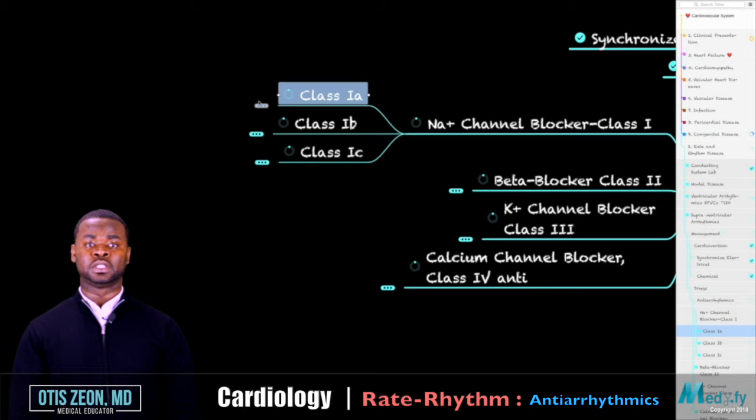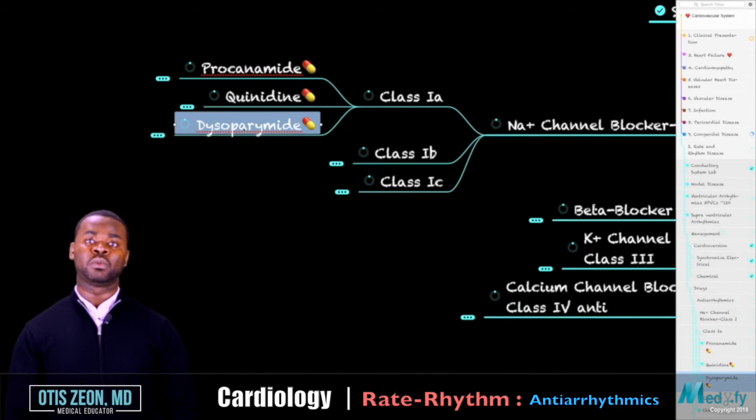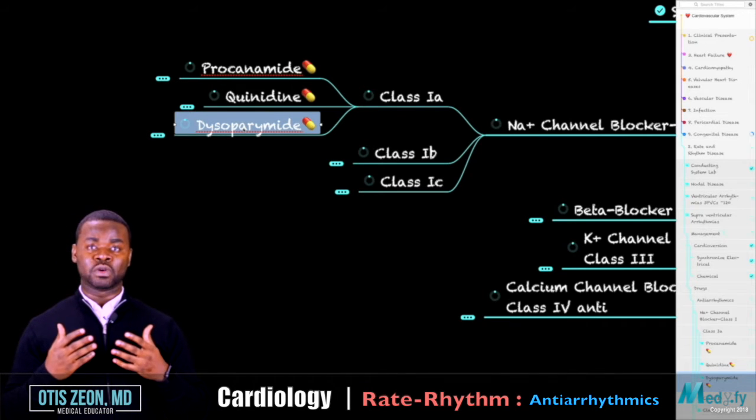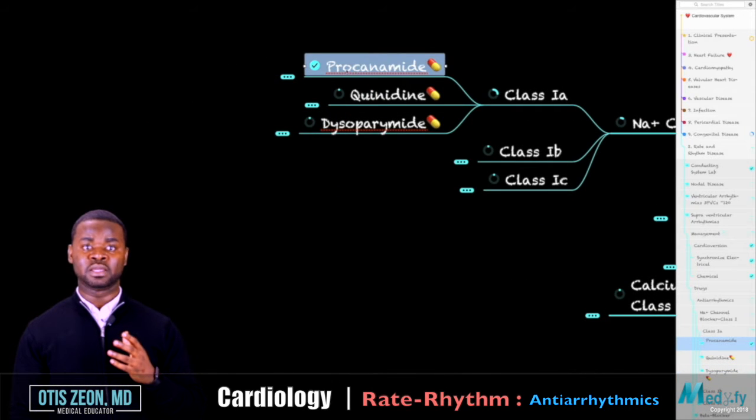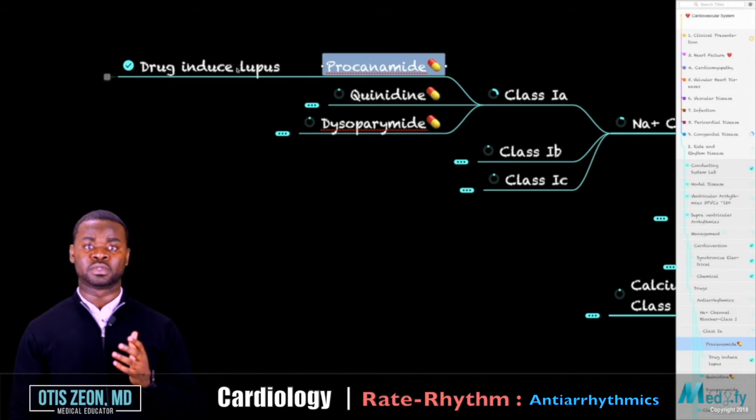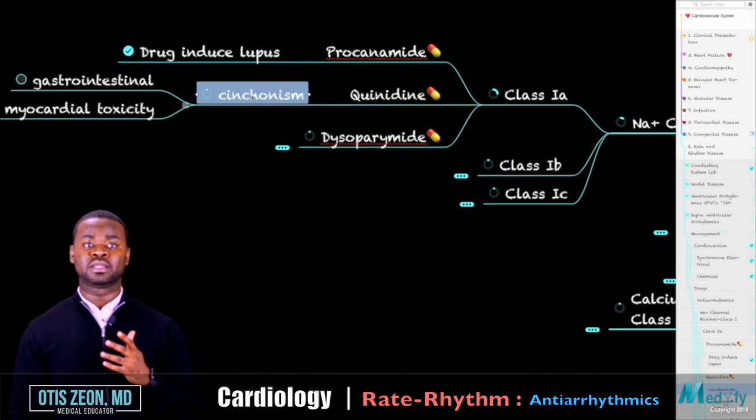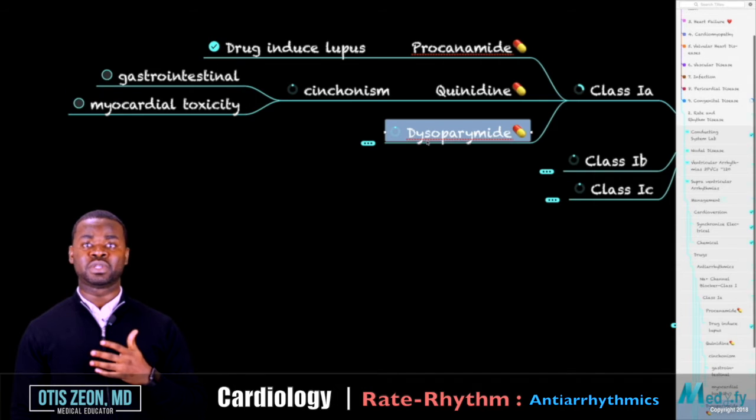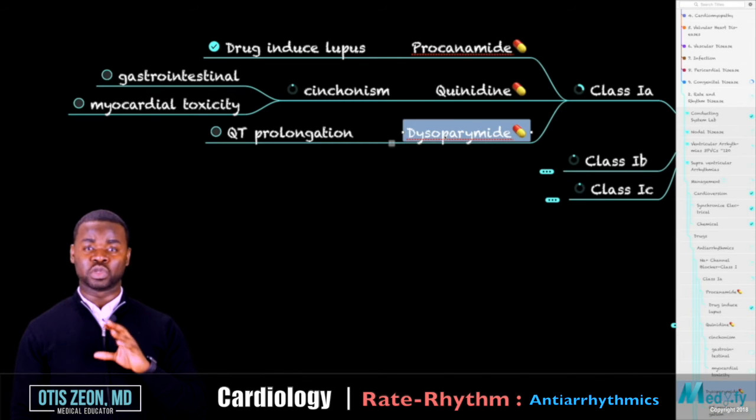Class 1A, these 3 drugs: procainamide, quinidine, and disopyramide. We say 1A is also one of the classes of drugs that may cause prolongation of the QT interval, which increases the chance of torsades de pointes. Procainamide is one of the drugs of class 1A. Its side effect is drug-induced lupus. Quinidine is another one that's very frequently tested. Its side effect is cinchonism. Cinchonism is when the person has GI complaints as well as myocardial toxicity. Then you have disopyramide, which is also part of this class, and its effect is prolongation of the QT interval. Now, all 3 of them may cause that, but disopyramide is the culprit most of the time.